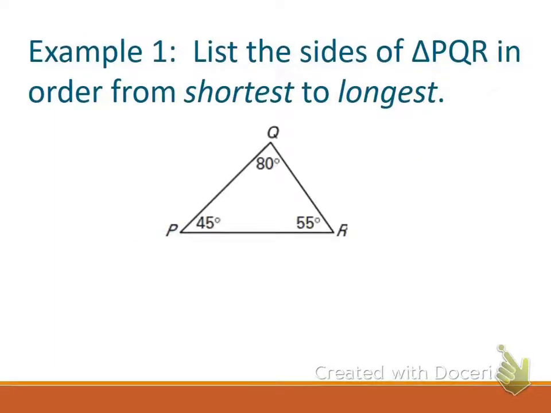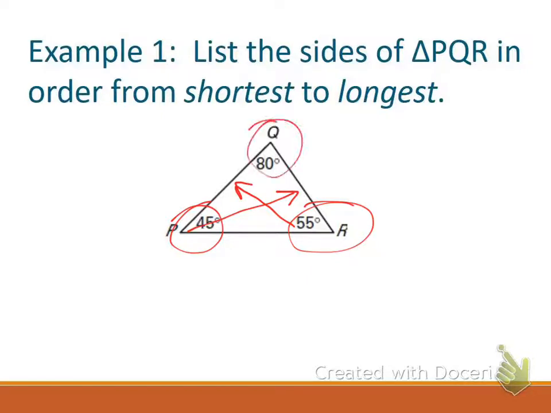First example, list the sides in order from shortest to longest. List the sides. What? We've got the angle measures, but we don't have the side lengths. So how can we tell? Well, we'll use those theorems, right? The shortest side is going to be opposite the smallest angle. So P is the smallest angle. That means that QR will be the shortest side. The next biggest angle is R. That means the next longest side is going to be QP.